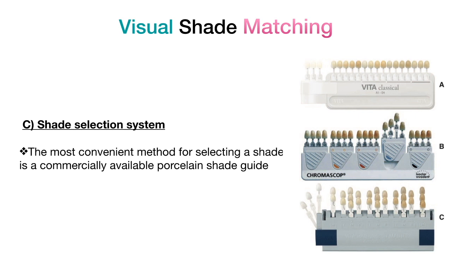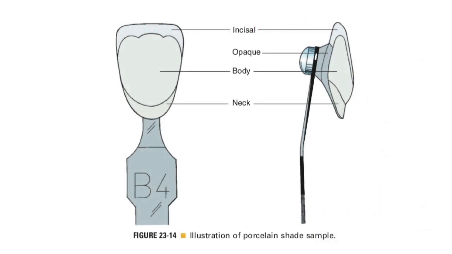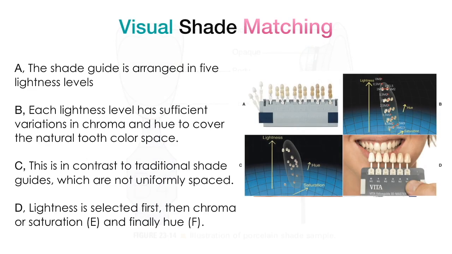Now we're talking about the shade selection system. I always prefer Vita Classic. The most convenient method for selecting shade is an available porcelain shade guide. Always take a shade of the incisal, body, and neck. Never ever take only one shade for your tooth, because your tooth is not a dull object, it's really a vital object. You have to care about each detail in your tooth structure.